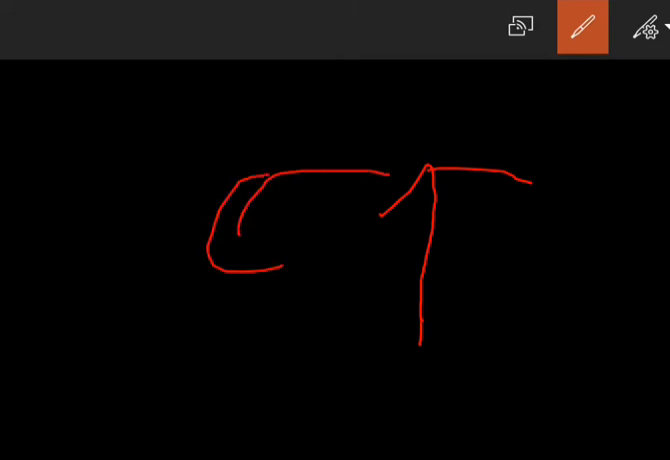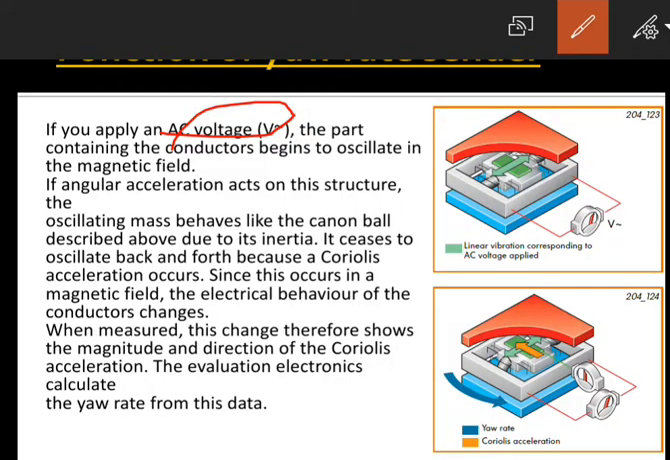When you throw these balls, they change their direction. They are not going straight; they either move left or move right. These balls change their directions. So here, due to inertia, in cases of oscillation back and forth, Coriolis acceleration occurs.